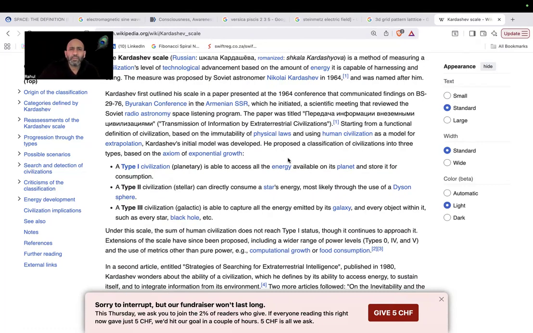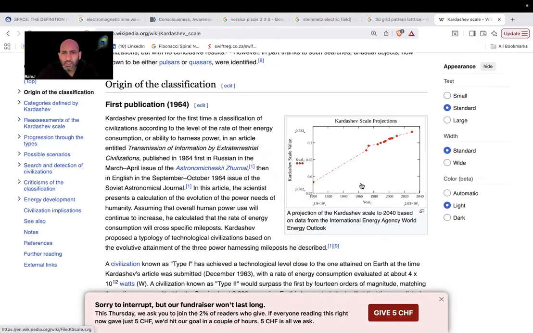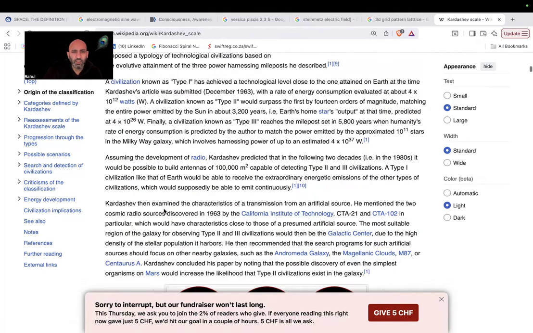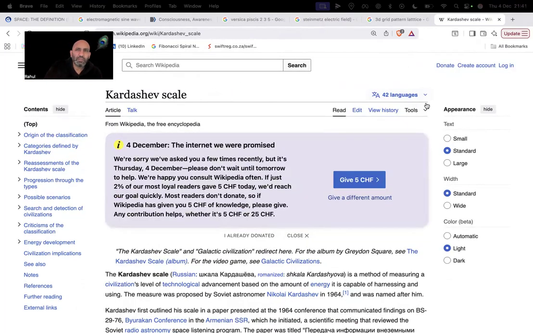And according to this, we are at 0.6, I think we are somewhere around there. Where are we now? So we're still under 0.733 on the scale. So we haven't even passed level 1 civilization yet, neither have we passed level 2 or level 3. So we're still a very primitive civilization, at least from this scale's view.